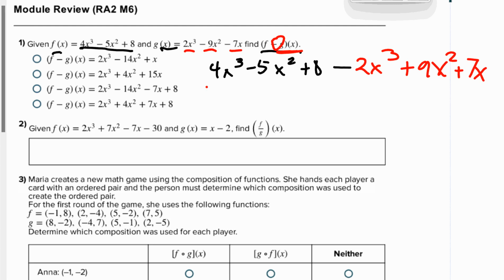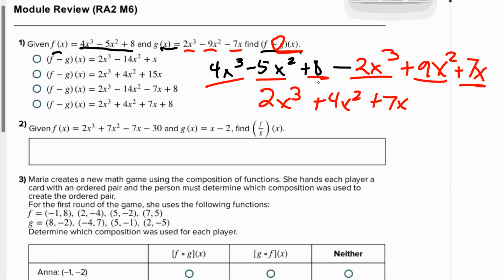Now just combine like terms: cubed, cubed. So we got 2x cubed, x squared, so we got 4x squared, and 8 and 7x, I can't combine those. So I just lead with the positive 7x and then a positive 8. And I look for that answer in here. It looks like this one down here, all positives, that one.